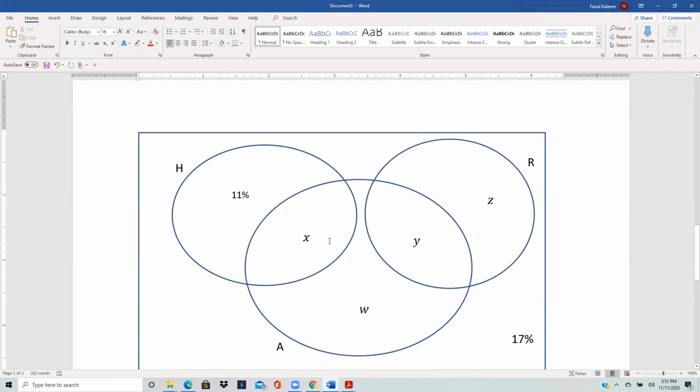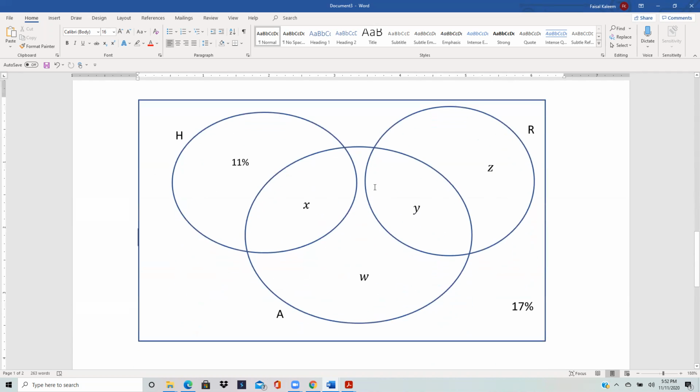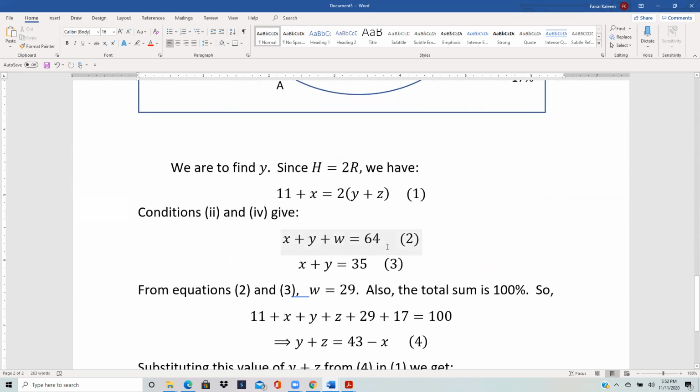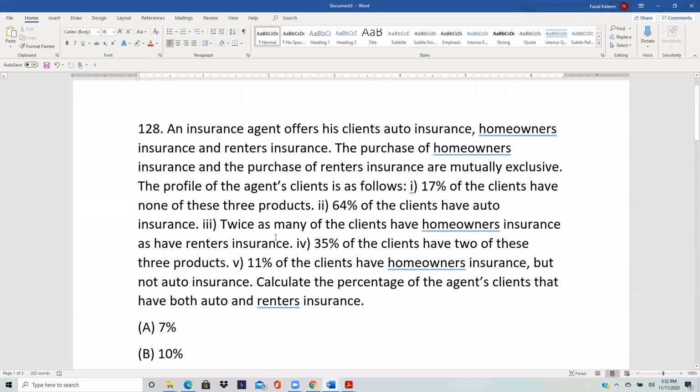Okay. And then we are told that 64% have auto. So that will mean that auto is this W plus X plus Y. So W plus X plus Y is 64%. And then the condition I wrote before, so let's look at that condition. That was condition 3, that twice as many clients have homeowners as renters.